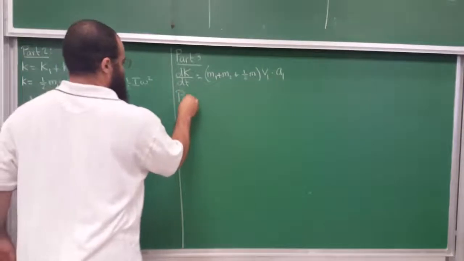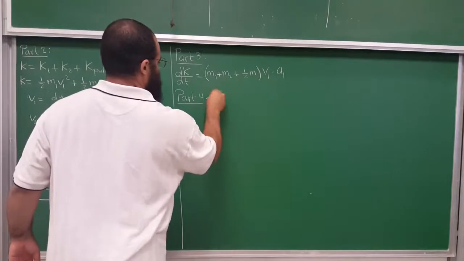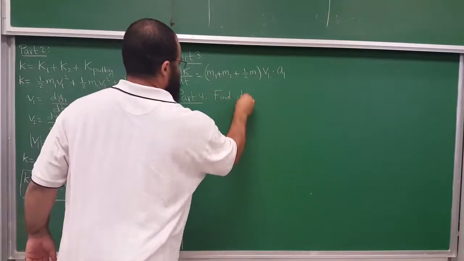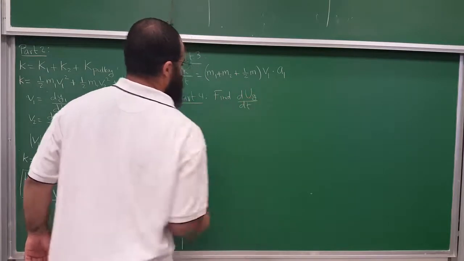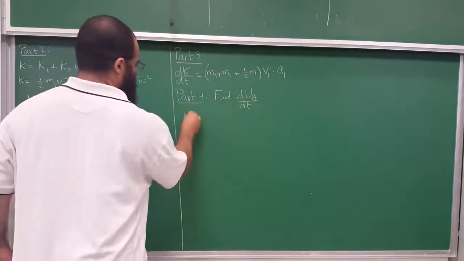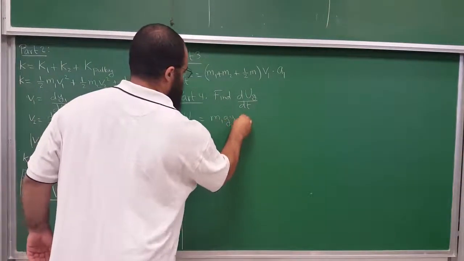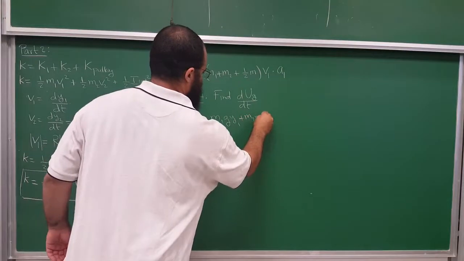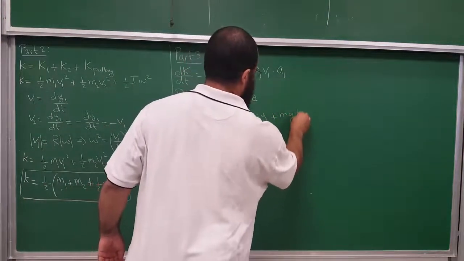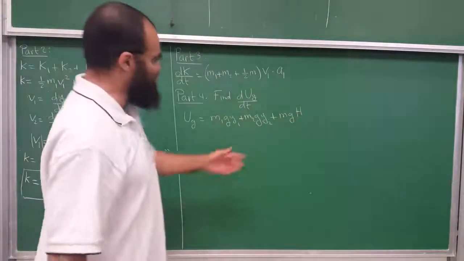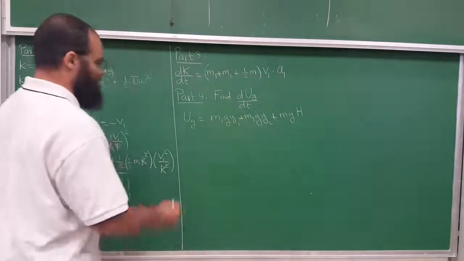Part 4, find the U gravitational dt, right? Well, first of all, U gravitational will have m1 g y1 plus m2 g y2 plus the mass of the pulley times gravity times the height of the pulley. Take the derivative. The height of the pulley is not changing with time, so when you take the derivative, this one goes out.